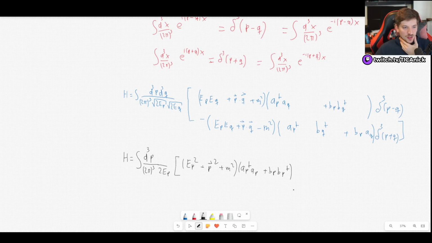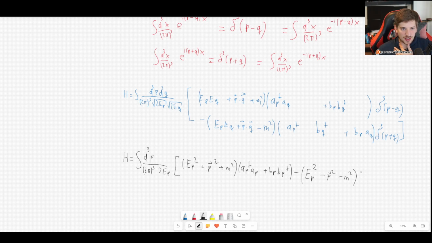And then we have this other term. So then we have minus, and here be very careful because now we have to put p to minus q. So then we have e, or I'm going to do it the other way around. So q to minus p. So EP, well, e minus p is the same thing, so it doesn't really affect in this part. Then we have p dot minus p, so that would be minus p squared. And then we have minus m squared.